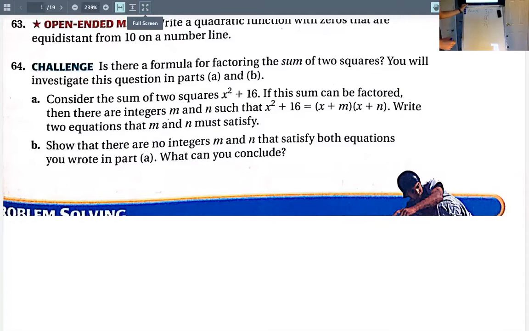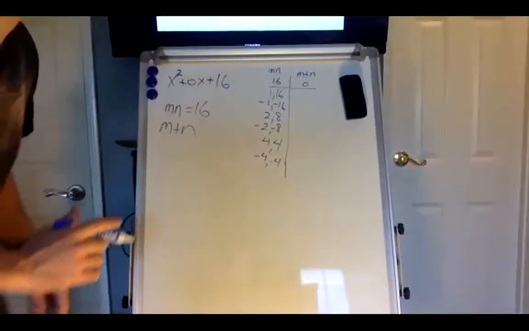So show that there are no integers m and n that satisfy both equations. That's what they meant. What were the equations? Here are the equations right here. mn equals 16, and m plus n equals 0. Seriously, that's it? Yeah, that was it.